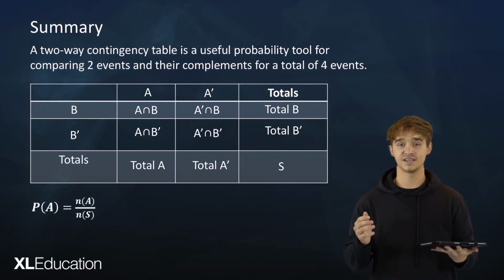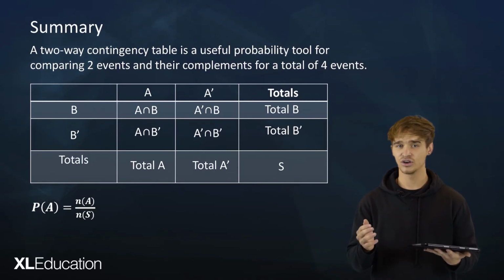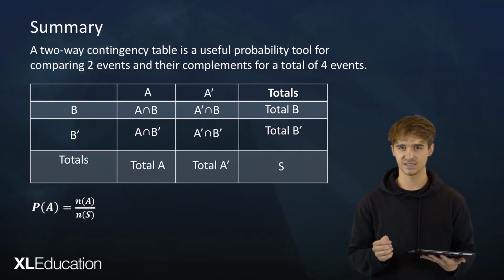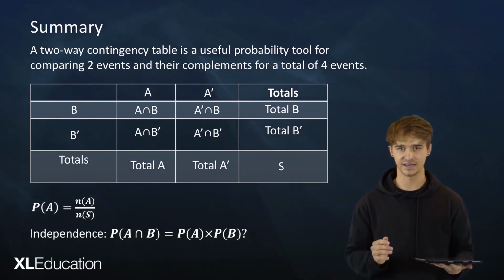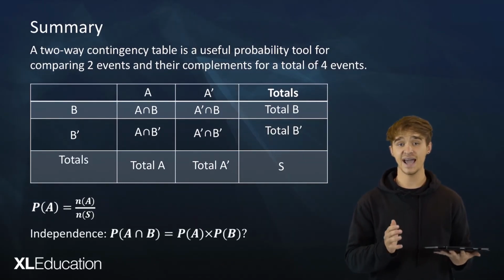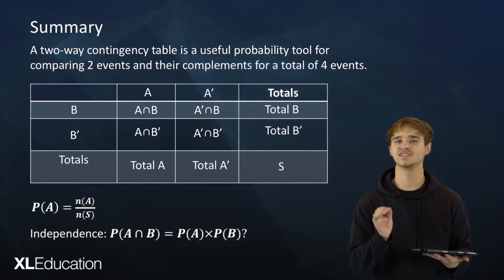Recall that the probability of an event A occurring is the total number of ways that event A can occur over the total number in our sample space. And recall that for two events A and B to be independent, the probability of A and B should equal the probability of A multiplied by the probability of B.